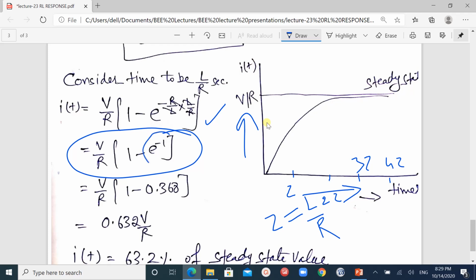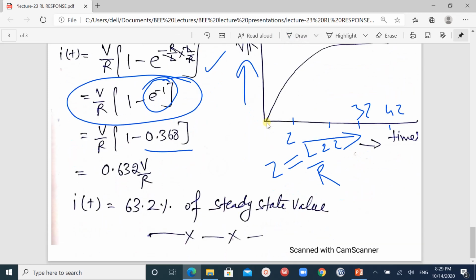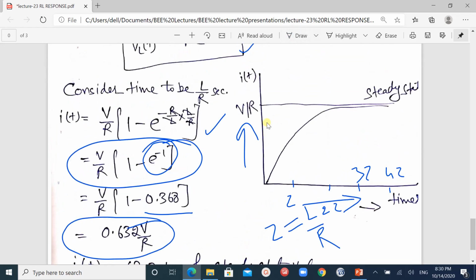When we find the value of e raised to the power minus 1, it is 0.368. When we solve this, we get i(t) is equal to 0.632 V by R, which means at this value we get the current response. So i(t) is equal to 63% of the steady state value. This is shown in the graph.